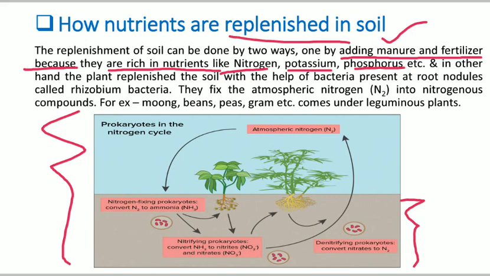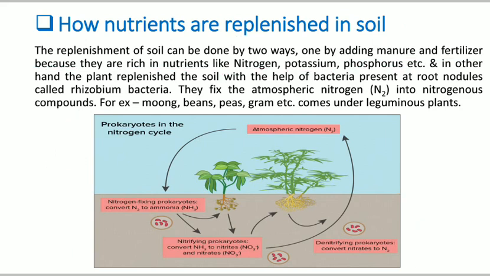Another method is with the help of rhizobium bacteria, which are present in the root nodules. They fix atmospheric nitrogen into nitrogenous compounds, as you have already read in the previous slide. So with these, we can again replenish the soil, right? Some of the plants which replenish the soil by these methods are moong, beans, peas, grams, etc., which come under what? Leguminous plants. Those plants which have rhizobium bacteria and replenish the soil are known as leguminous plants. Remember this question.